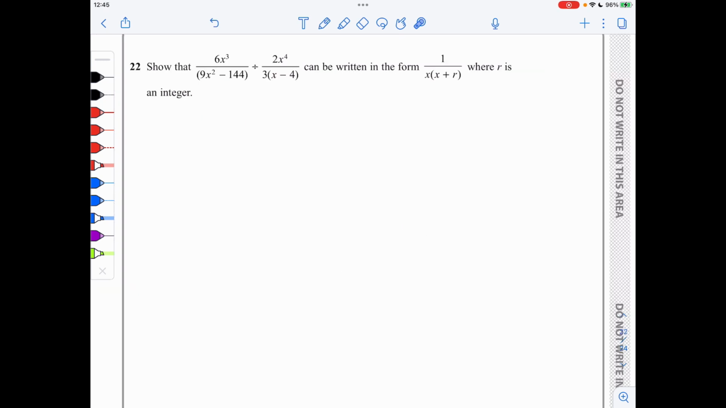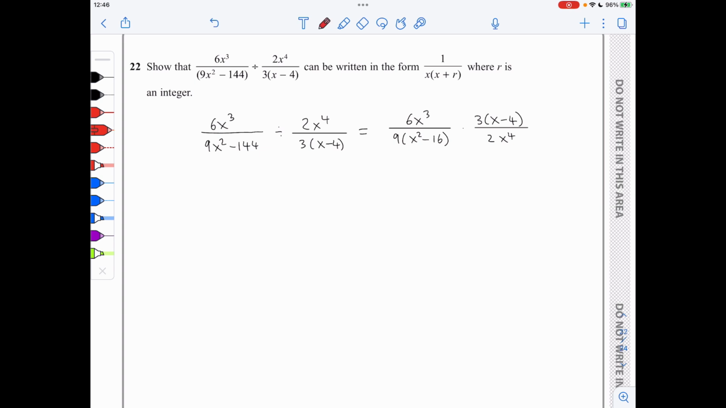In 22, we are given these algebraic fractions and we need to combine them together into this form. So we start with 6x cubed over 9x squared minus 144, divided by 2x to the power of 4 over 3 brackets x minus 4. So I start by factoring out the 9 in the first denominator to give me 9 brackets x squared minus 16. And we know that when we've got division with fractions, we flip the second fraction and move into multiplication. So it's going to be 3 times x minus 4 over 2x to the power of 4.